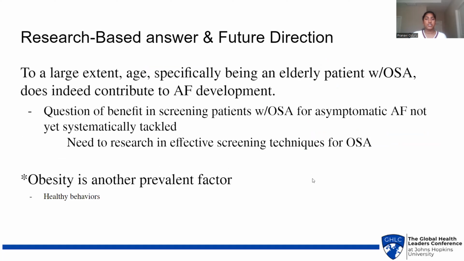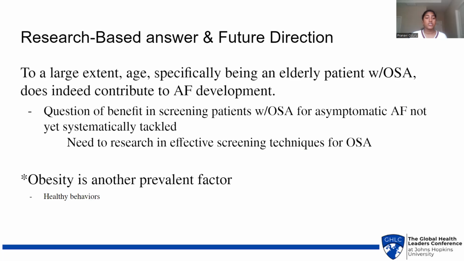Now to the research-based answer. My answer to my research question is that yes, to a large extent, age, specifically being an elderly patient with OSA, does contribute to atrial fibrillation development. However, there's still much we need to do in future directions. As I mentioned before, many of the patients are asymptomatic for OSA, so it's hard for physicians to take steps that would prevent OSA from developing into atrial fibrillation. We still need to solve the problem of coming up with effective screening techniques and researching further on better treatment options for stopping OSA earlier on.